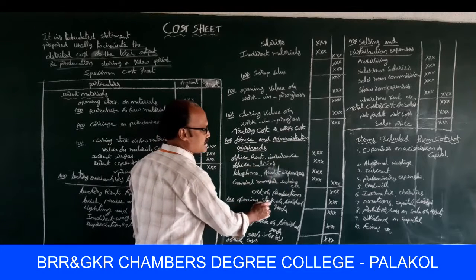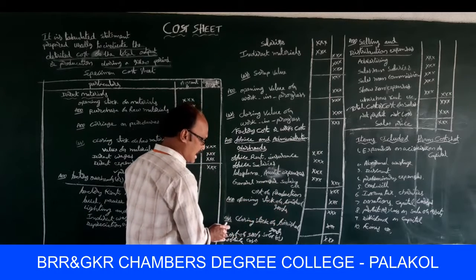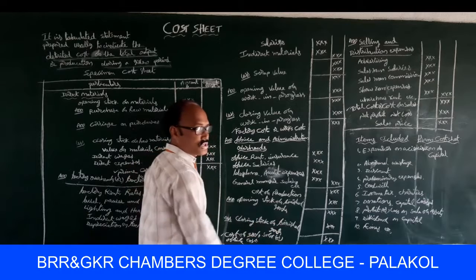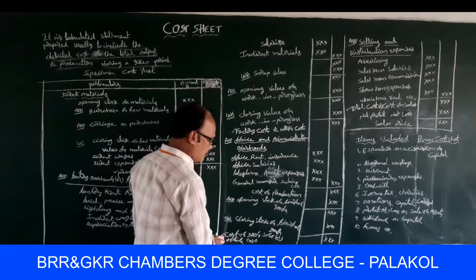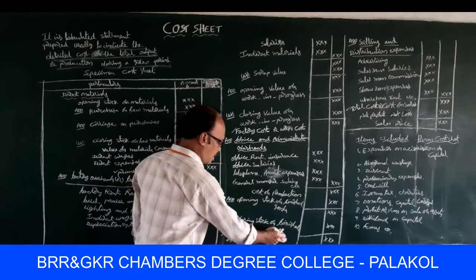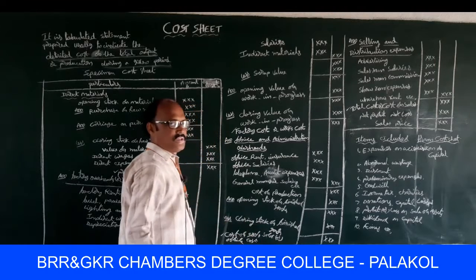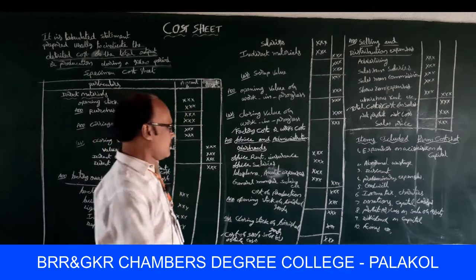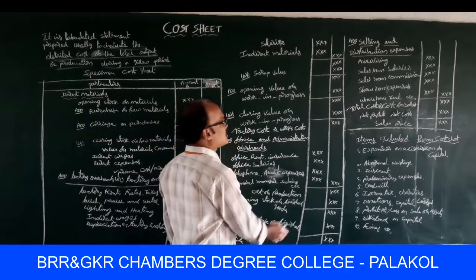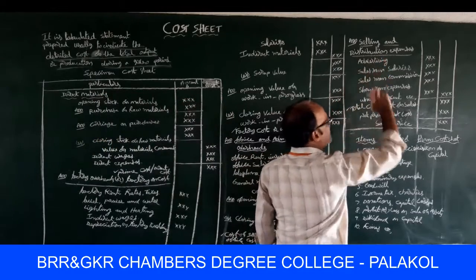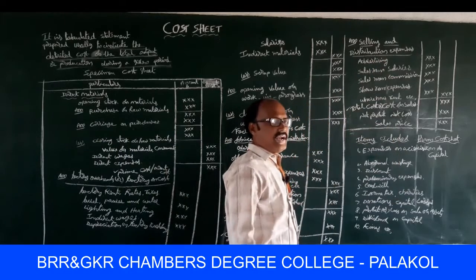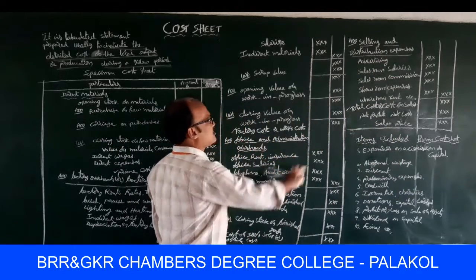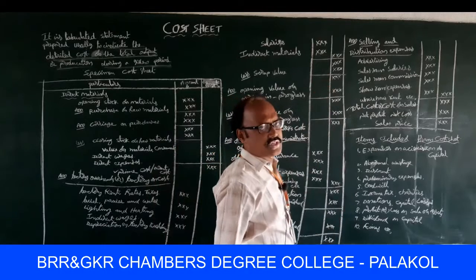Add opening stock of finished goods less closing stock of finished goods. Then we find out cost of goods sold or office cost. Then we add to this selling and distribution expenses.